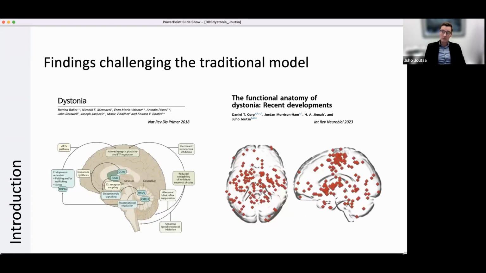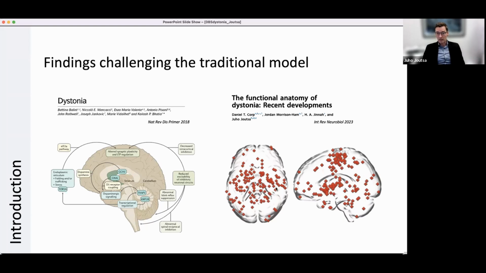In addition, many genetic observations have highlighted that there are multiple different brain circuits and brain mechanisms involved, and the pathology doesn't just focus on the basal ganglia. And for example, neuroimaging studies have highlighted multiple different brain regions. So we have found abnormalities in many parts of the brain.